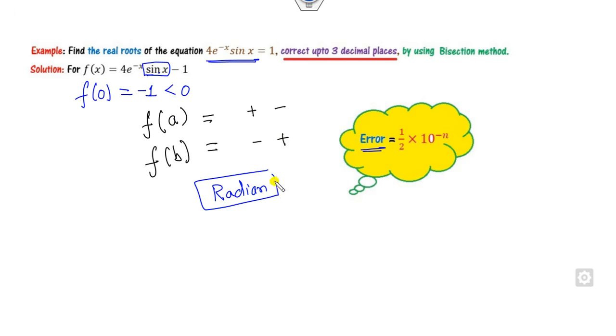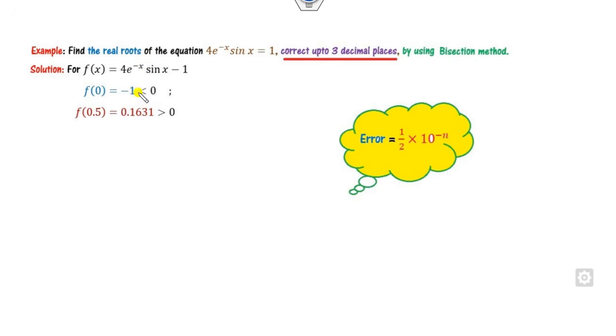You can use your scientific calculator and set the angle as radian. So f(0) is minus 1. For f(0.5), the meaning of that is 4 e raised to the power 0.5 times sine of 0.5 minus 1. Make sure this value is in radian. Once you calculate them, you will get a positive number. Therefore the root lies between 0 and 0.5.